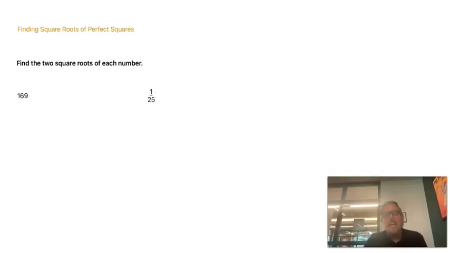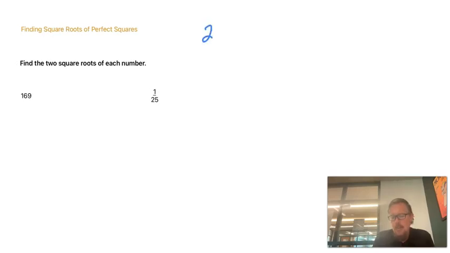Let's talk about how to find a square root, and we're going to start off by looking at what are called perfect squares. A perfect square is a number that when you take the square root, you get a whole number, or sometimes you get an integer. An example of a perfect square would be something like 4, because 2 squared is equal to 4. Another perfect square would be 9 because 3 squared is equal to 9.